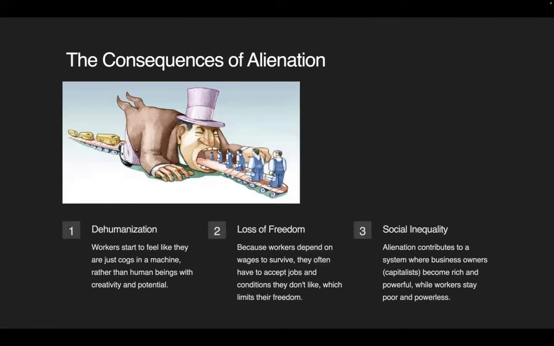The third thing he told us is that it is leading to social inequality. Alienation is contributing to a system where the bourgeoisie class, or capitalists, become richer and richer while workers become poorer and poorer. And they are also becoming powerless. This can be observed. We will analyze all of these in contemporary relevance.